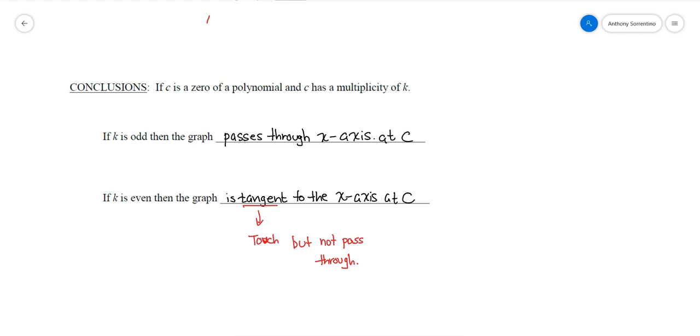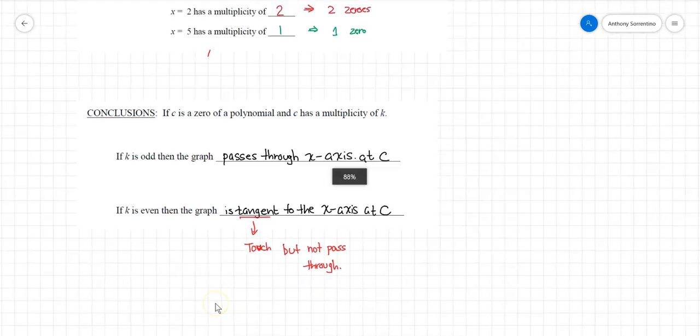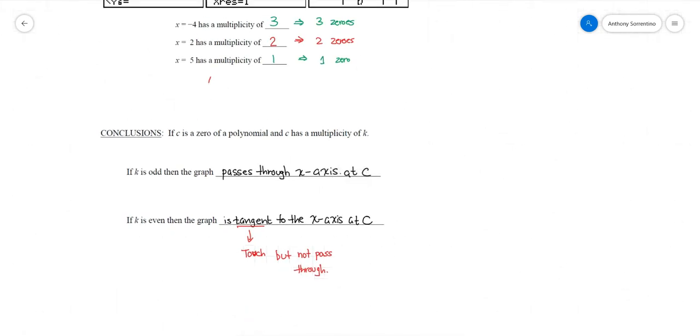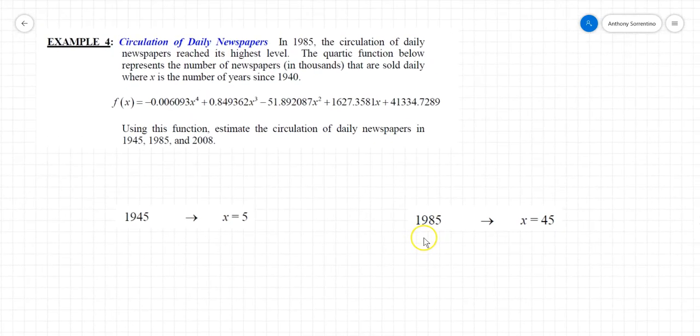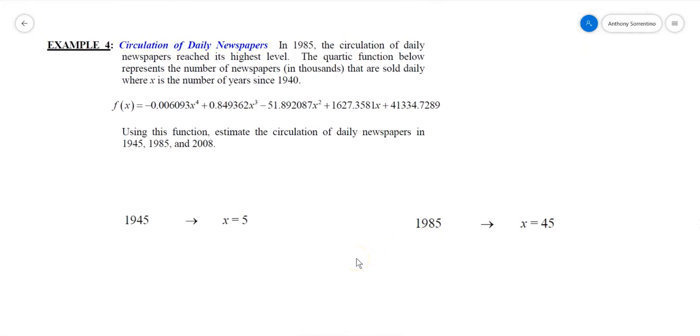So for the next example, which is more of an application, because we don't get into any more of the details of polynomial functions in this particular lesson, basically how to interpret some things.